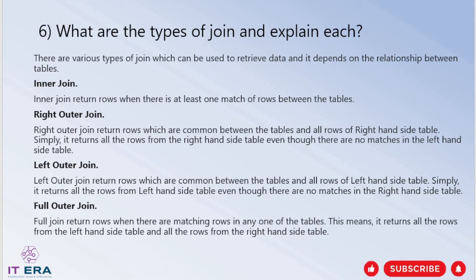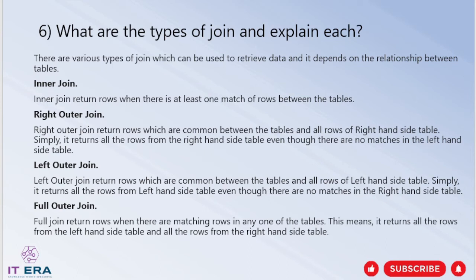So we have inner join. Inner join returns rows when there is at least one match of rows between the tables. Another is right outer join. Right outer join returns rows which are common between the tables and all rows of the right-hand side table.